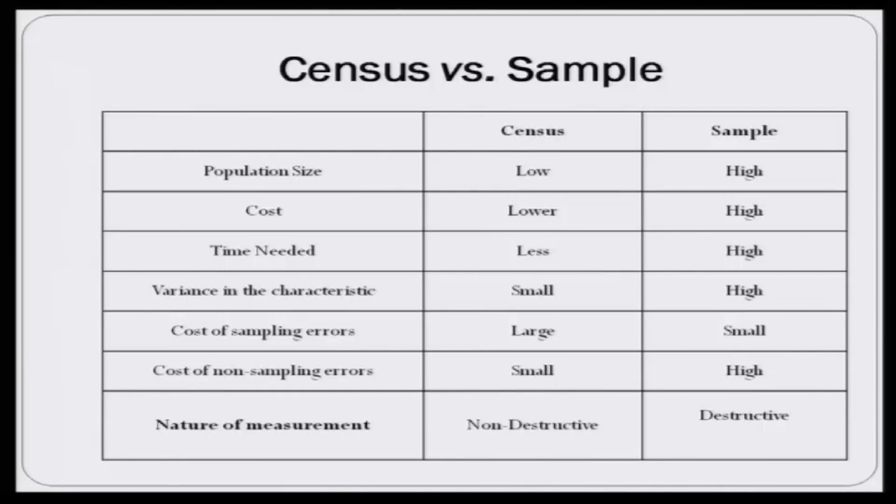However, in most marketing research projects the cost of sampling is very high. The agencies involved in the data collection process, the time required to administer the questionnaire and collect the data, are very high in terms of both cost and time. There, sampling is more preferred. Some other things related to statistics are the variance in the characteristics, cost of sampling errors, and cost of non-sampling errors. Based on that also you can decide whether to go for the census or the sample-based approach.